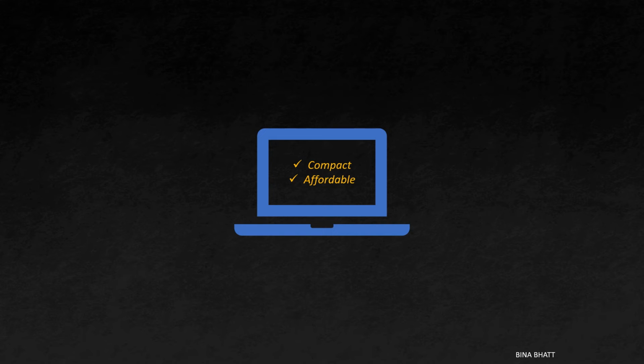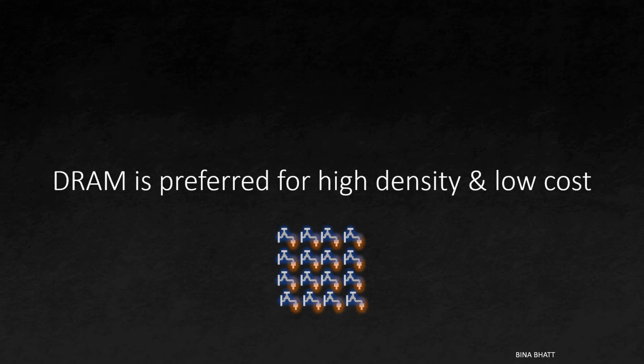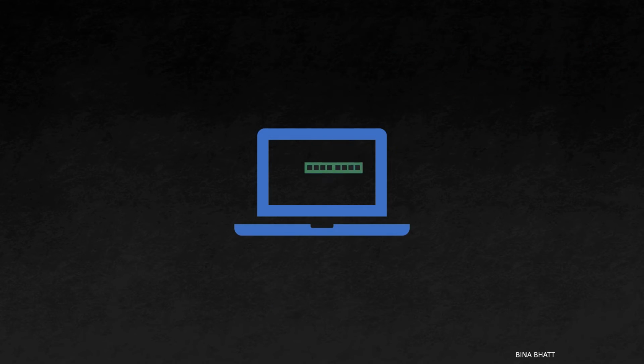Now, on the other hand, DRAM is preferred for its high density and low cost. It serves as the main memory in computers. It is also known as working memory or system memory. So when someone asks about the available RAM in a computer, know that they are referring to DRAM.